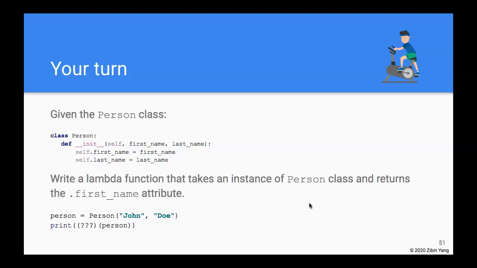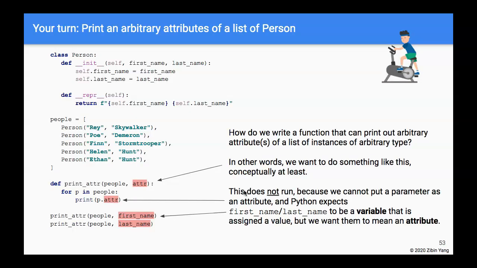And the lambda function would look something like this. It takes a single parameter, which in this case should be an instance of the person class, and all it does is return the first name attribute. So in this case, it will return John, and that should get printed out. So with this knowledge, let's move on to our second problem.